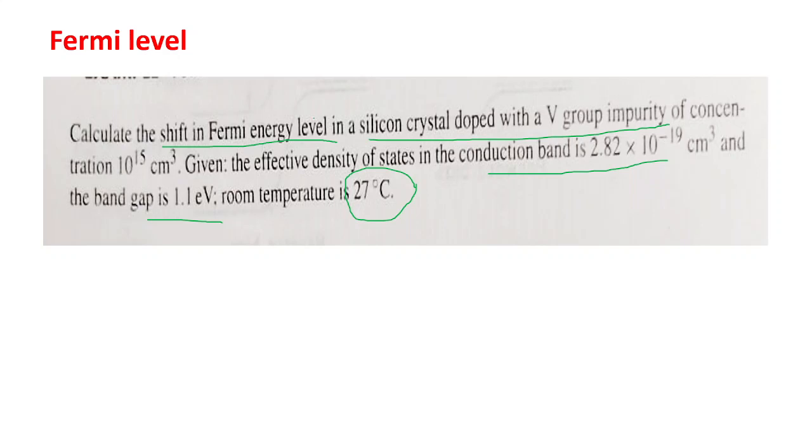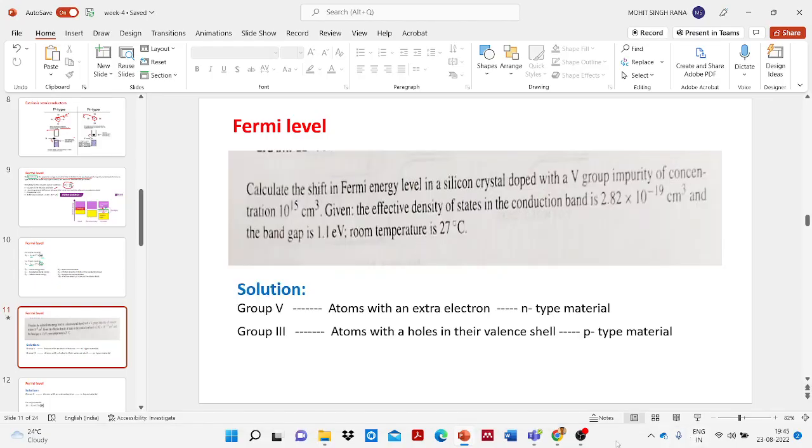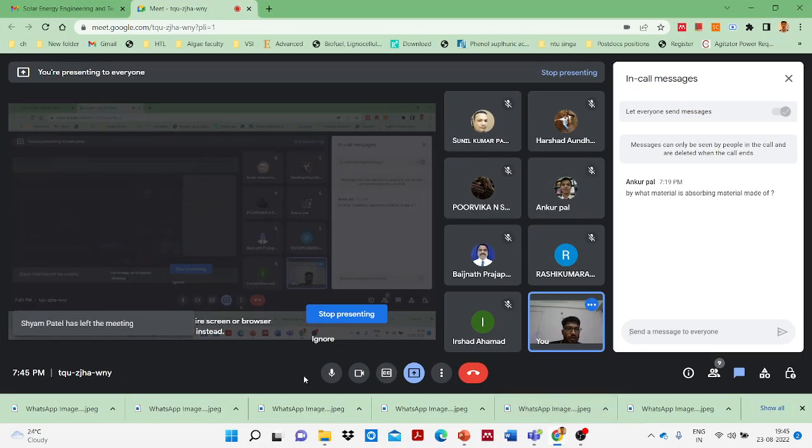For that, first we need to calculate the Fermi energy level. Coming back to the question, we have a silicon semiconductor being doped with a V group material. So what kind of material are we going to manufacture now? We first need to identify this. Can anyone of you please answer?